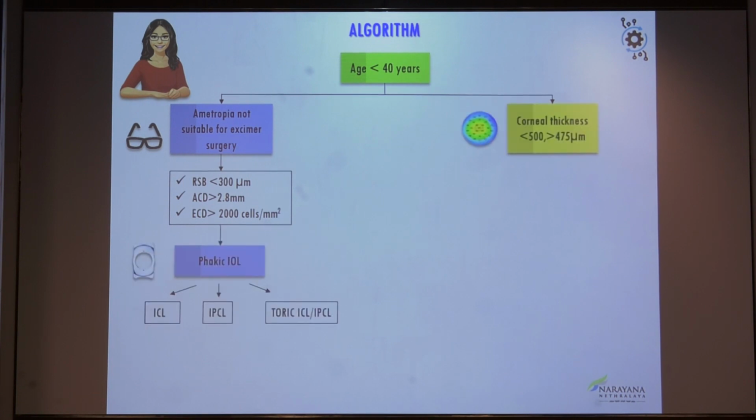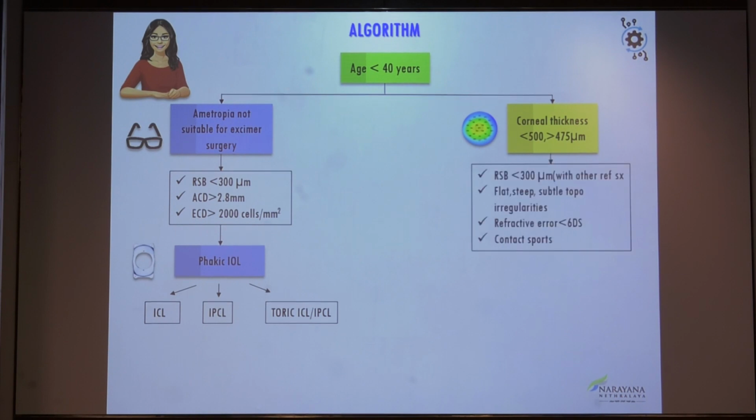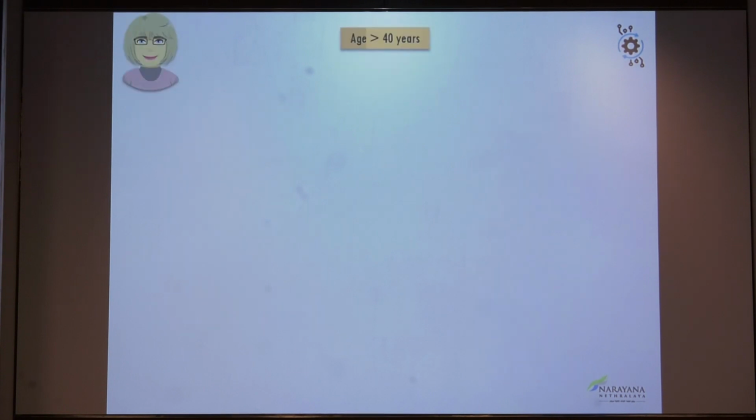Whereas if the corneal thickness is between 475 to 500 microns, the RSB is lower than 300 microns with other refractive surgeries, and the patient has topographical irregularities which can be treated with a surface ablation procedure, and the patient is not into any contact sports, we can go ahead with surface ablation or PRK or trans-PRK.